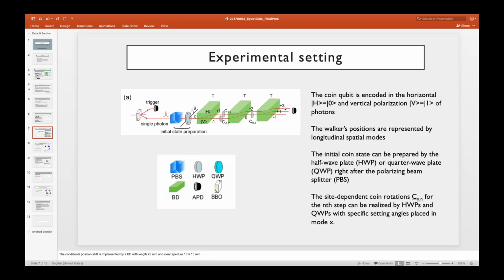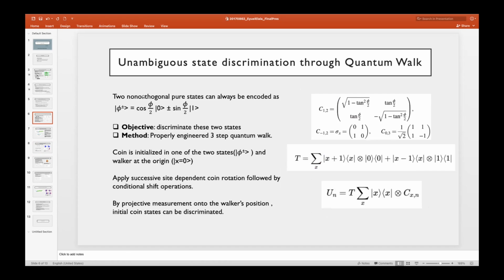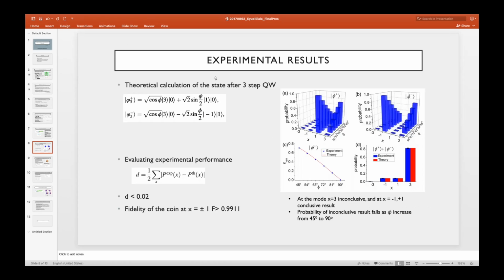Then finally, there could be a detection at x equals -1, +1, or +3. So depending on that, we will be able to tell whether this initially prepared state was phi plus or phi minus. Theoretically, if we do the calculation from this equation by just matrix multiplication, we have this state, and then we apply this operation here, and finally we can calculate the state exactly after three quantum walk.